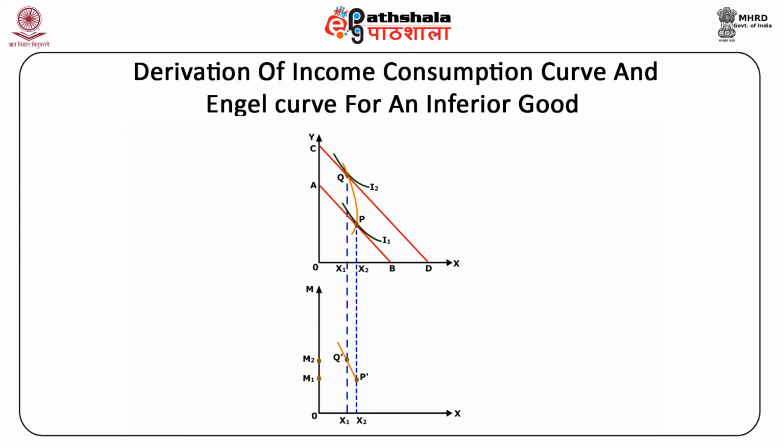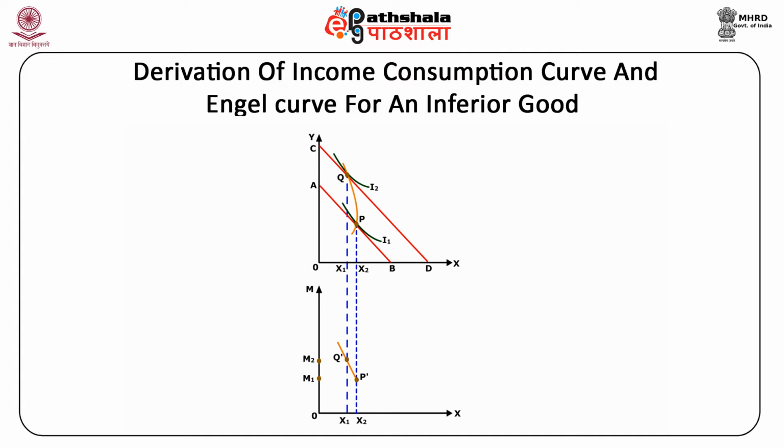Now, let us assume X is an inferior good. In this case, consumption of the commodity decreases as income increases. So, the ICC is backward bending and the Engel curve is negatively sloped, indicating a fall in quantity purchased with an increase in income. The income consumption curve is obtained by joining the different consumer equilibrium points as income increases from M1 to M2.